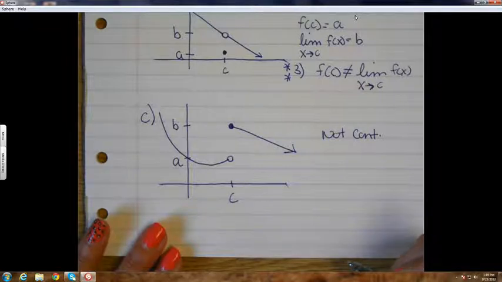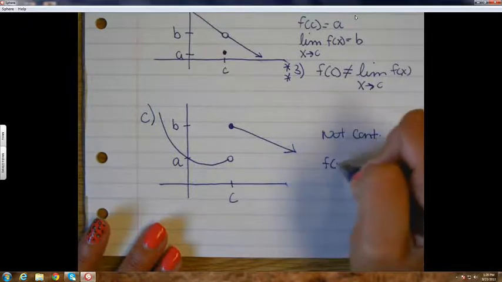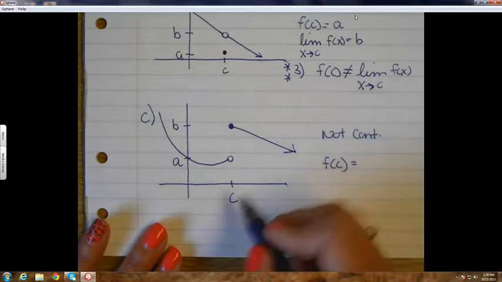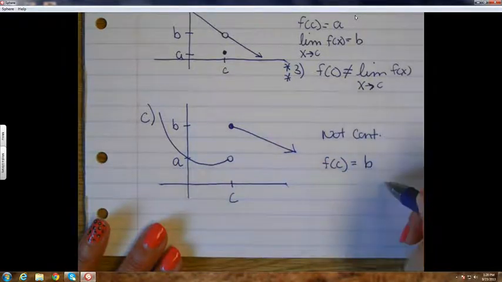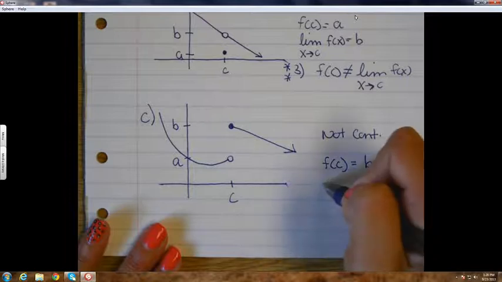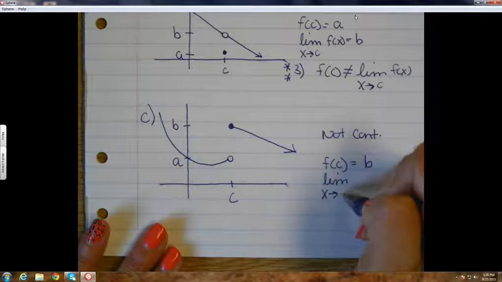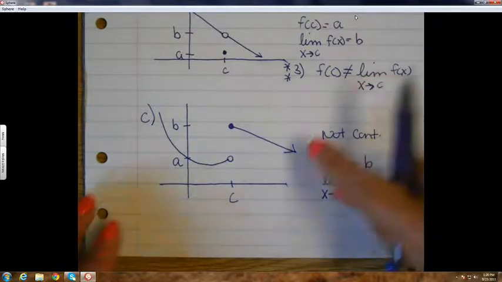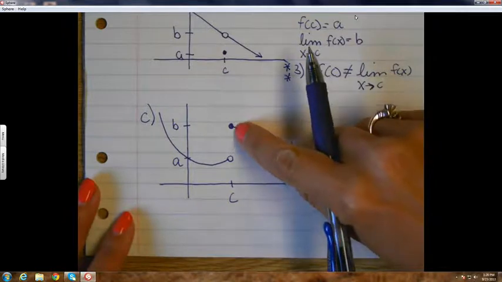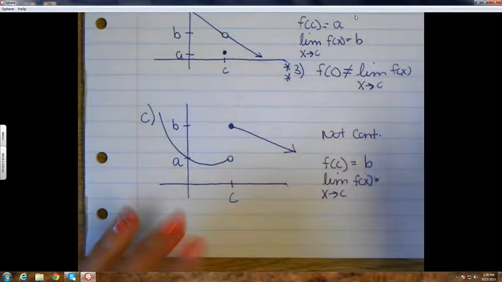So we're going to look at all three parts and talk about why it's not continuous. So first of all, does f of c exist? f of c, oh, it has a point here at b. So f of c does exist, it equals b. Does the limit exist? If it does, what is it? Well, as I approach from the right, I get close to b. As I approach from the left, I'm getting close to a. So the limit does not exist.